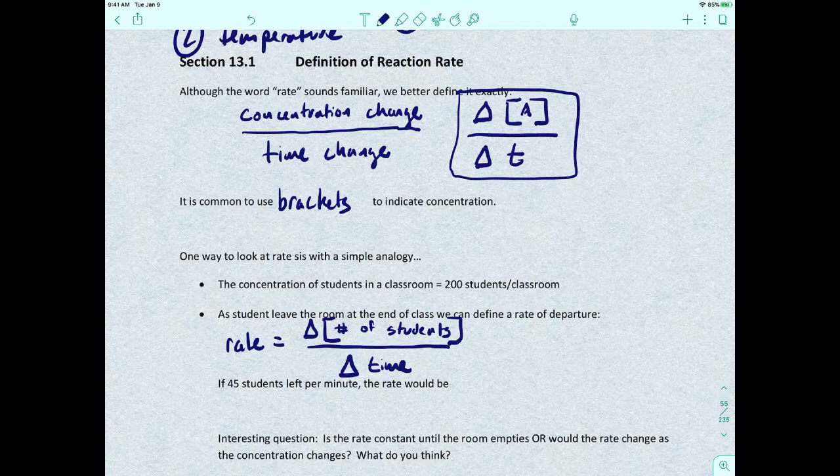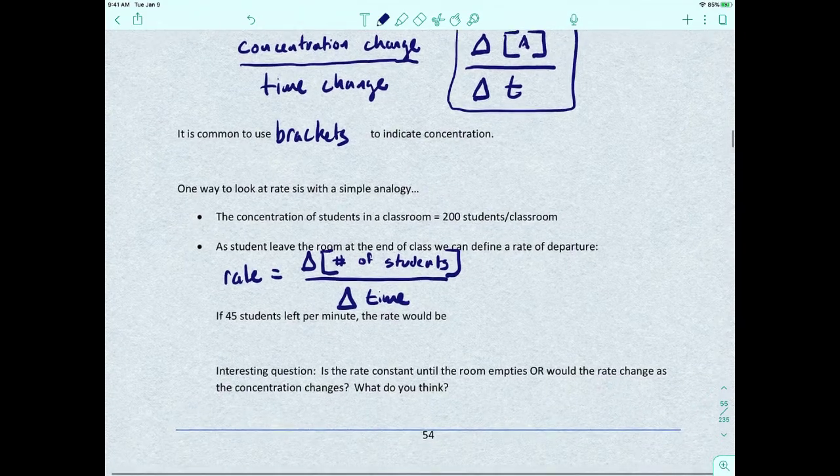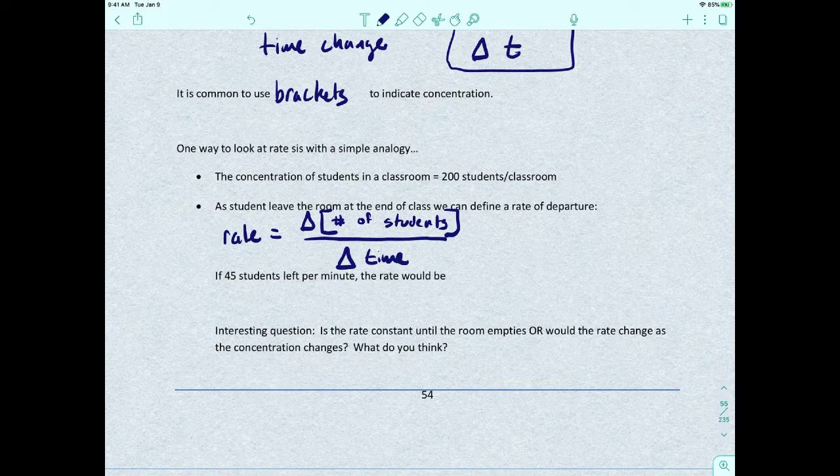Now, if we had 45 students leaving per minute, the rate would look something like this. We would say 45 students are leaving the room, divided by 1 minute. Because the students are leaving us, we define that as a negative. If they were coming into the room, we would say that was a positive.